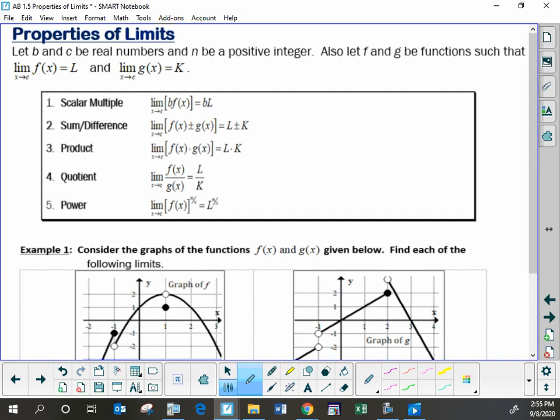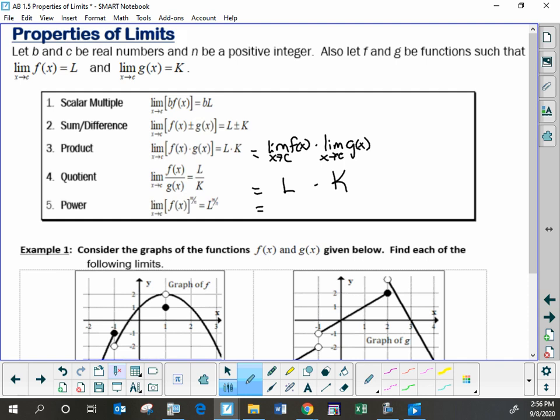Product, same thing. The limit of f of x times the limit of g of x. And we were approaching c in both cases on these limits. So I end up taking the result of each limit. This one had a limit of L and g has a limit of k, so I get L times k. Quotient, I think you can see how that's going to play out.